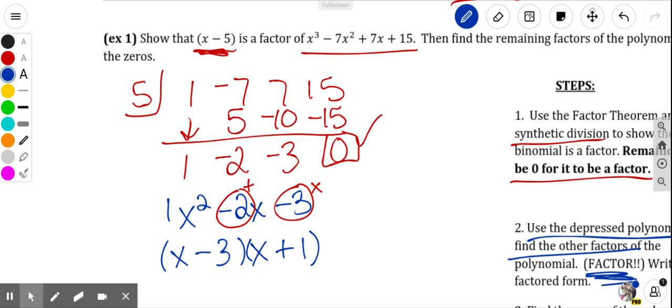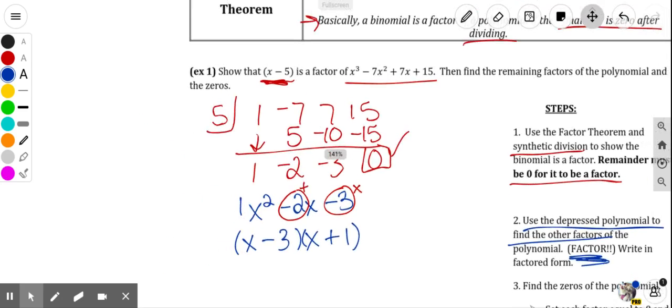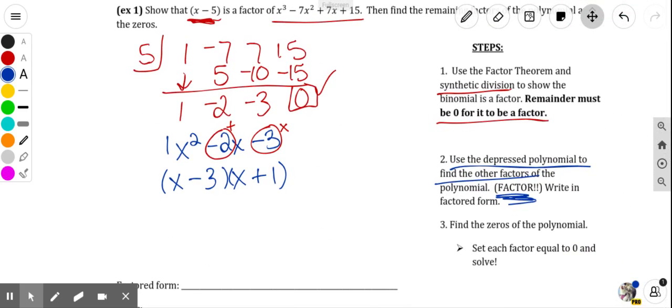Okay, so now we write our factored form. Now, when you're writing your factored form, you want to remember that the original one was one of the factors too. So you want to include the factor from the original. Don't forget that.